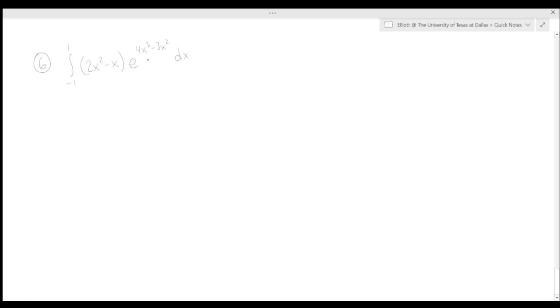Okay, so for this problem, we are going to do u substitution once again, because it's too complicated, so that we can't really do anything immediately with it. So we've got to apply one of our techniques, and we'll apply u substitution. Now, for problems involving the exponential, if you're going to do u sub, typically a good choice for u is the exponent. So we'll choose u to be 4x cubed minus 3x squared.